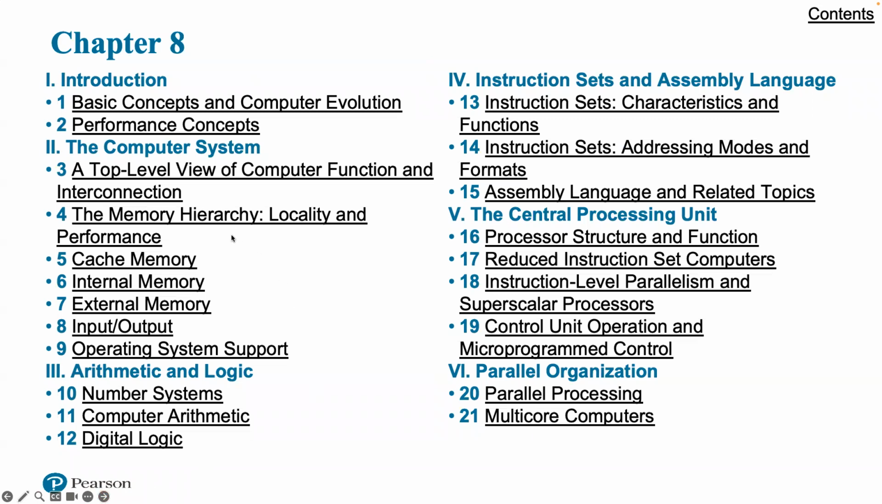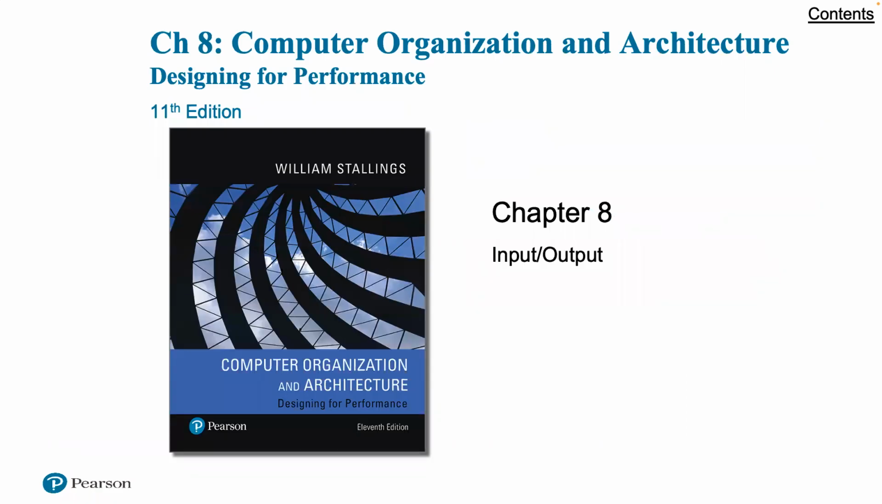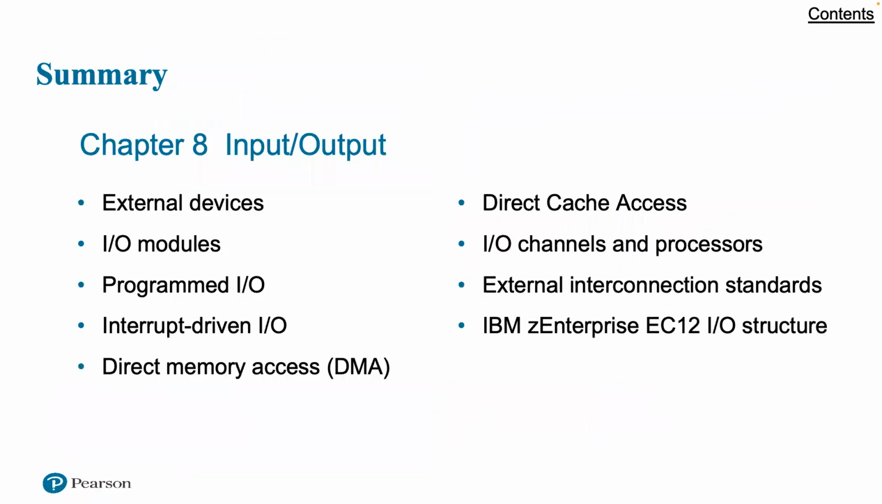We talked about various types of memory hierarchy, cache, internal memory, and external memory. And now with this lecture, we're going to be talking about input and output. So this will be an interesting chapter as all of them, but let's get into this. And so first of all, let's start out with a summary, and then we'll come back to this chart of what we're going to cover.